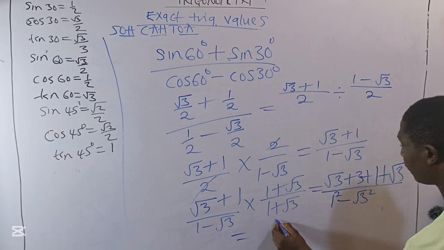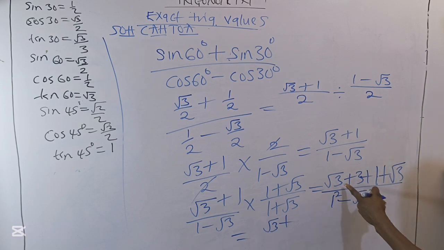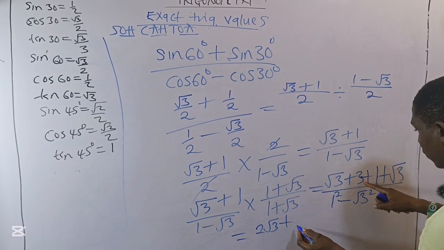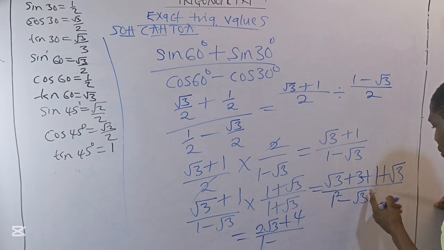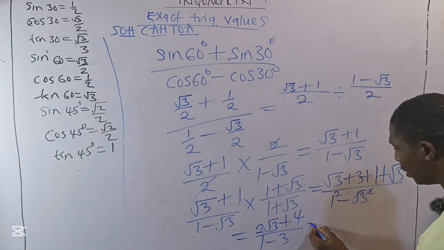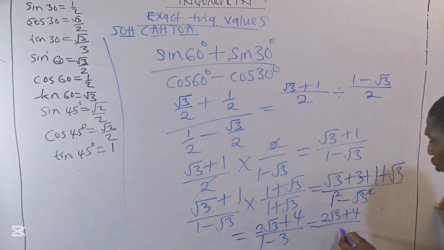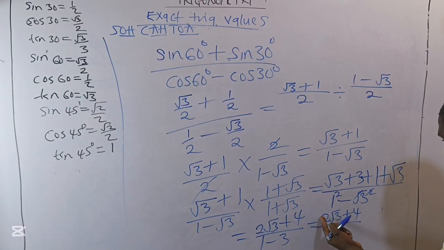So we have root 3 plus this root 3, so I can have 2 root 3 here plus what? 3 plus 1, 4. All over 1 square is 1 minus this, we cancel this, and I'll have 3. So I have 2 root 3 plus 4 all over what? Minus 2. Now I can raise my minus 2 upward to give me what?